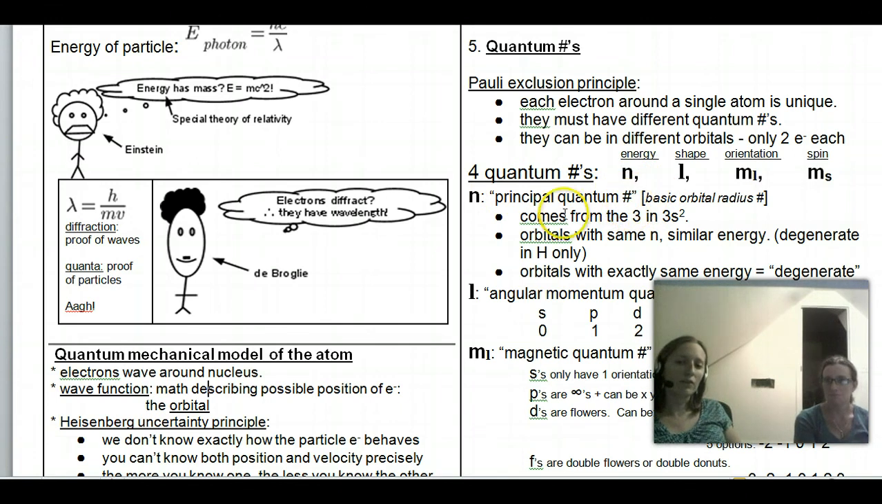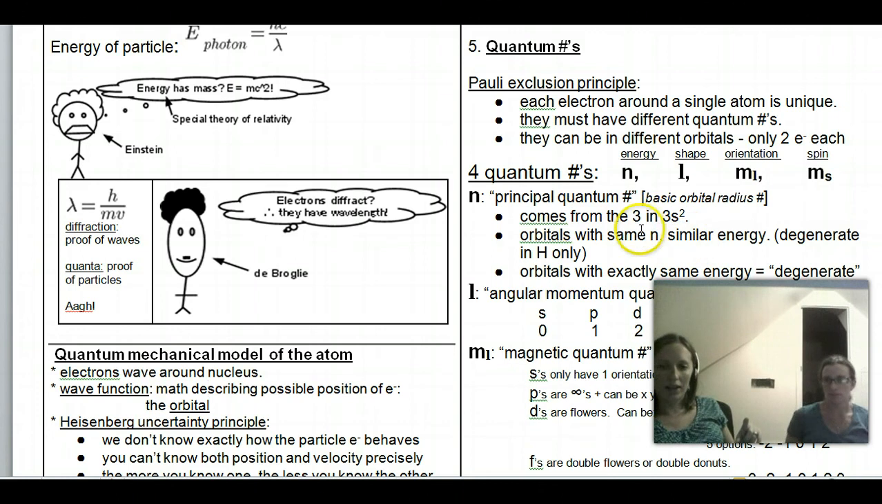If you have an electron configuration where you run into something like 3s2, n is the 3. If you've got 2 different orbitals with the same n, like 3s and 3p, they have similar amounts of energy. They are degenerate in hydrogen only. That's why I said similar. In hydrogen, 3s and 3p have the same amount of energy, but when you get into bigger atoms, they are funkified, and so they're slightly different.